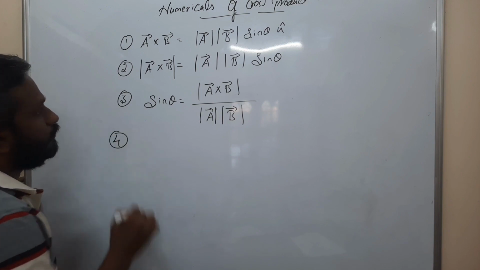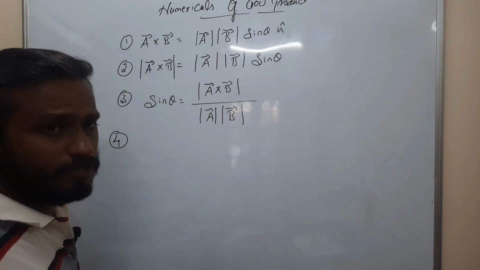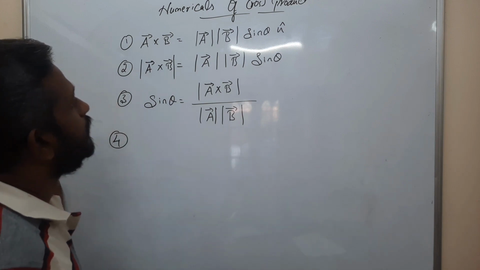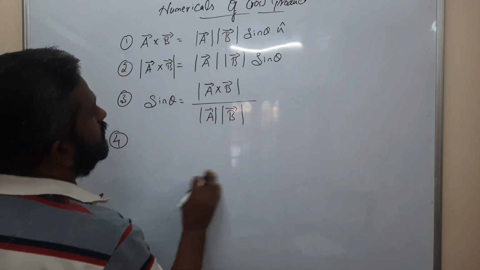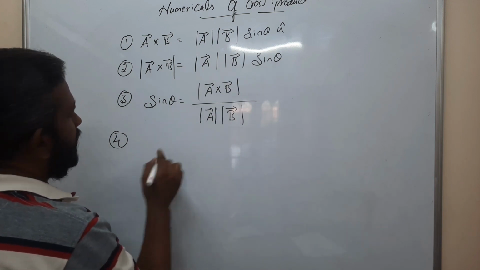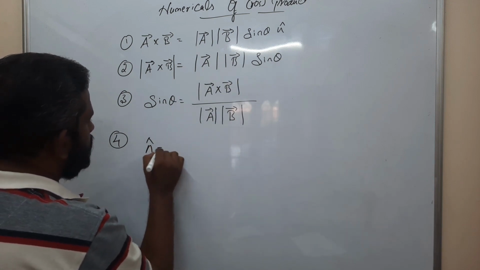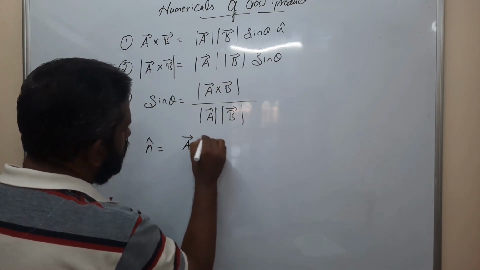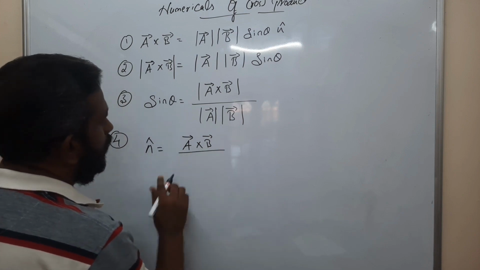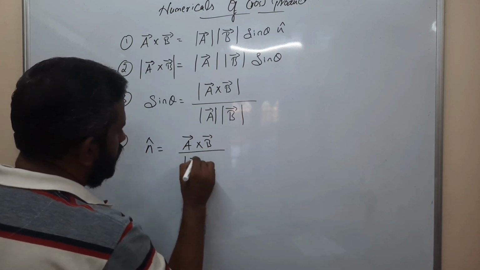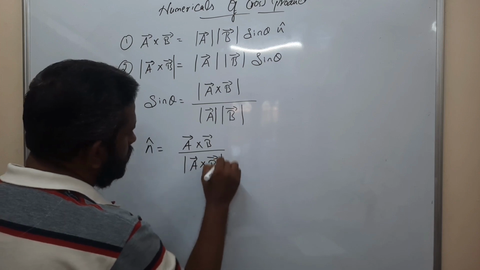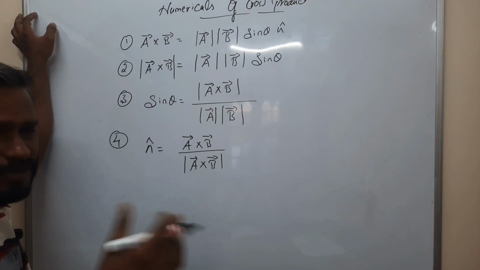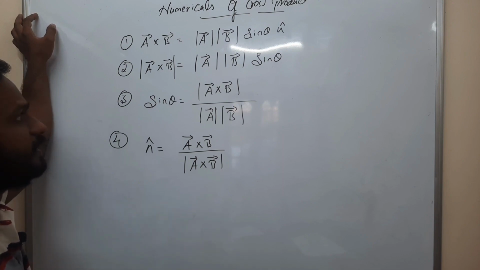What is the formula to find the unit vector perpendicular to A vector and B vector? From this expression, n cap is equal to A vector cross B vector divided by modulus of A vector cross B vector. So this is the formula to find the unit vector perpendicular to A vector and B vector.